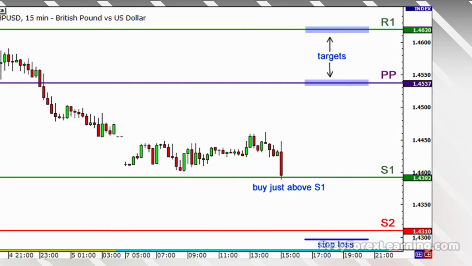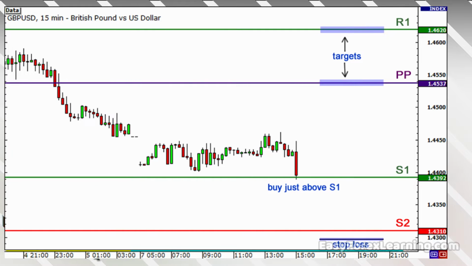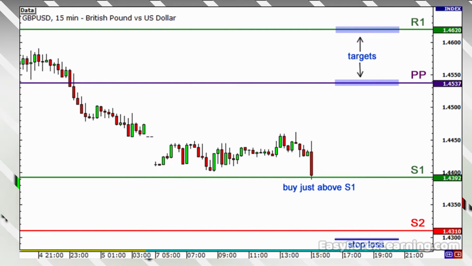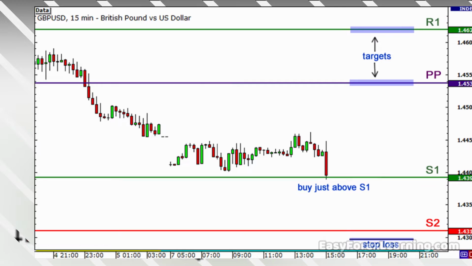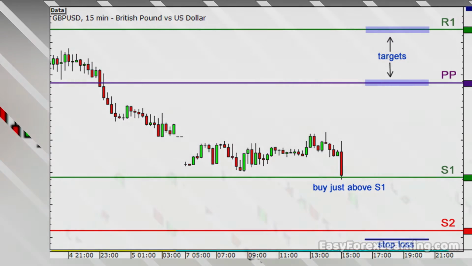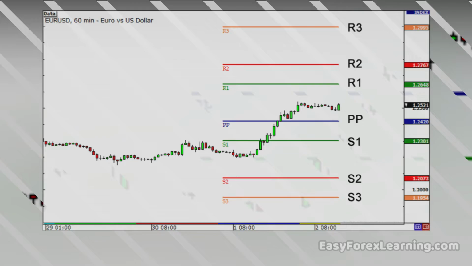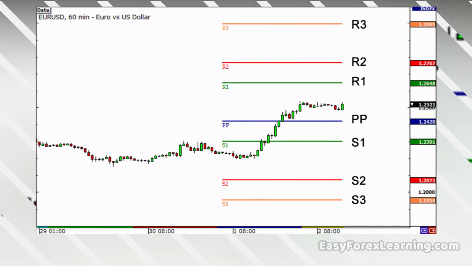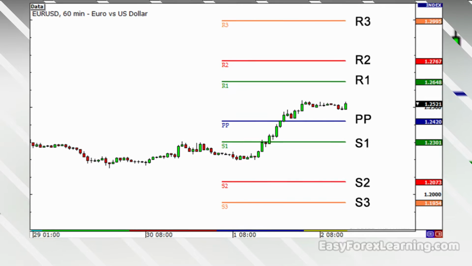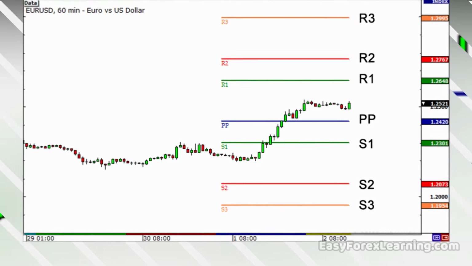Unlike some of the other indicators that we've taught you about already, there's no discretion involved. In many ways, Forex pivot points are very similar to Fibonacci levels. Because so many people are looking at those levels, they almost become self-fulfilling.